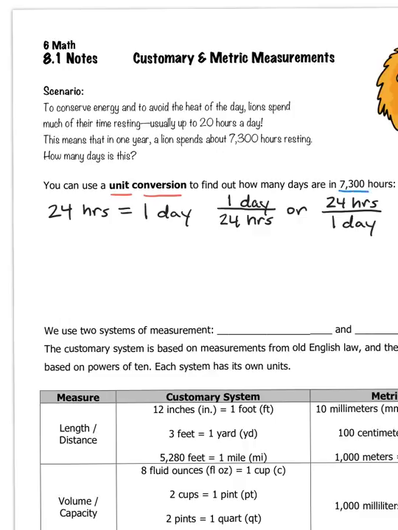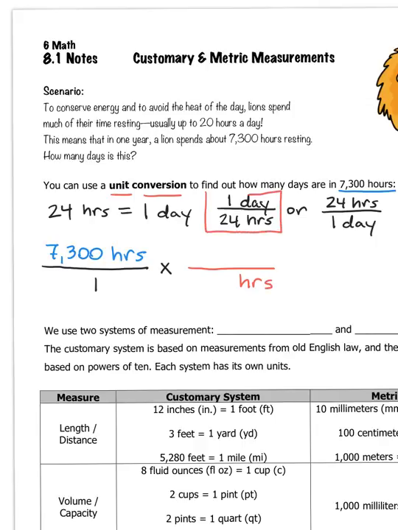So we're starting with hours. That's what we know. We know that we have 7,300 hours. If I write that number over 1, and then I multiply by one of my unit conversions, how am I going to cancel out the number of hours? Well, I'm going to cancel out hours if hours is in the denominator of this fraction. Okay, so I'm going to choose this unit conversion here, 1 day over 24 hours, to convert my 7,300 hours to days. Because now when I multiply these two fractions together, I can cancel out the units.